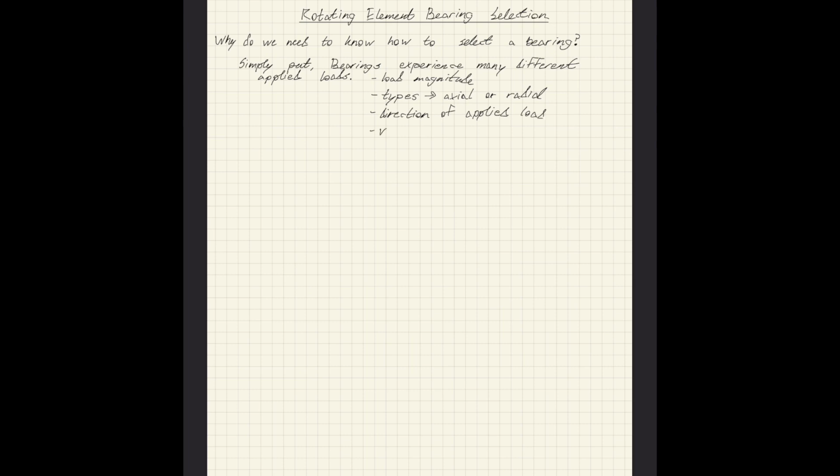So let's talk about rotating element bearing selection. First of all, why do we need to know how to select a bearing? Simply put, bearings experience different types of loads within their lifetime, which is normally 9 times 10 to the 7, which is the average lifetime. And these loads can include things such as load magnitude, types, which are axial or radial, also known as angular or radial loads, direction of applied loads, which is similar, and also the bearings can experience vibrations.